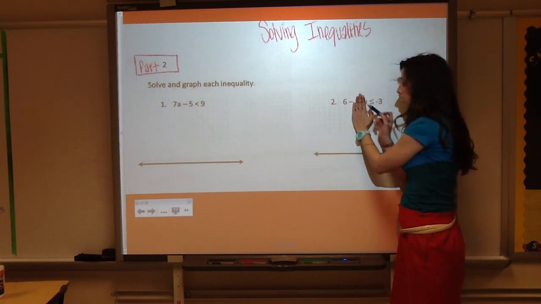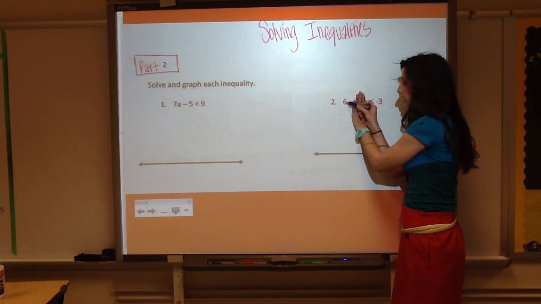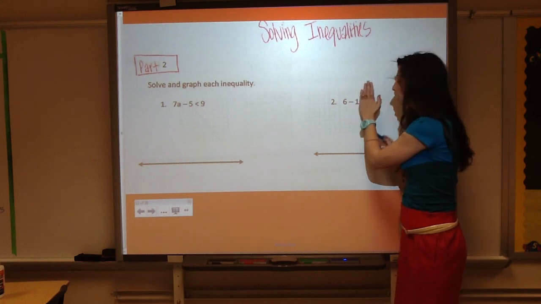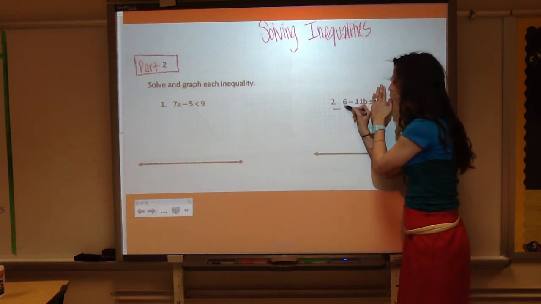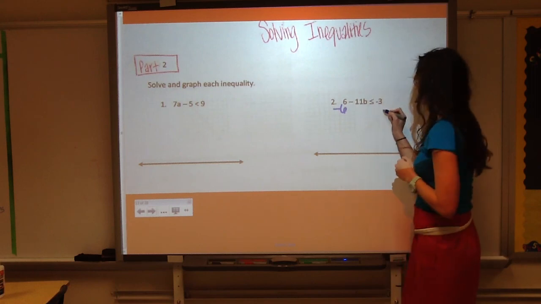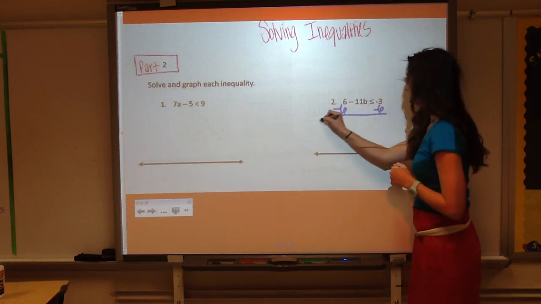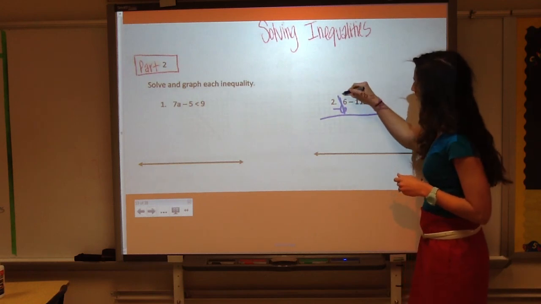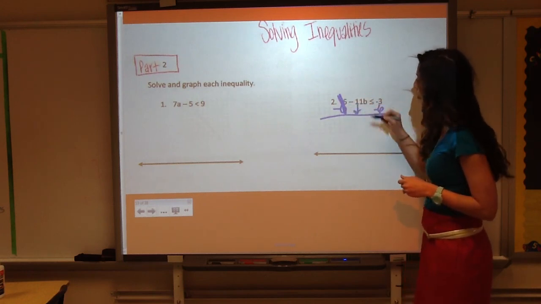So keep in mind, this is a positive 6 minus 11b. I'm covering everything up. That means the opposite of positive is negative. I'm subtracting 6. If I do it on the left, I have to do it on the right. Minus 6. So here we go. These two cancel. I'm bringing this whole thing down.